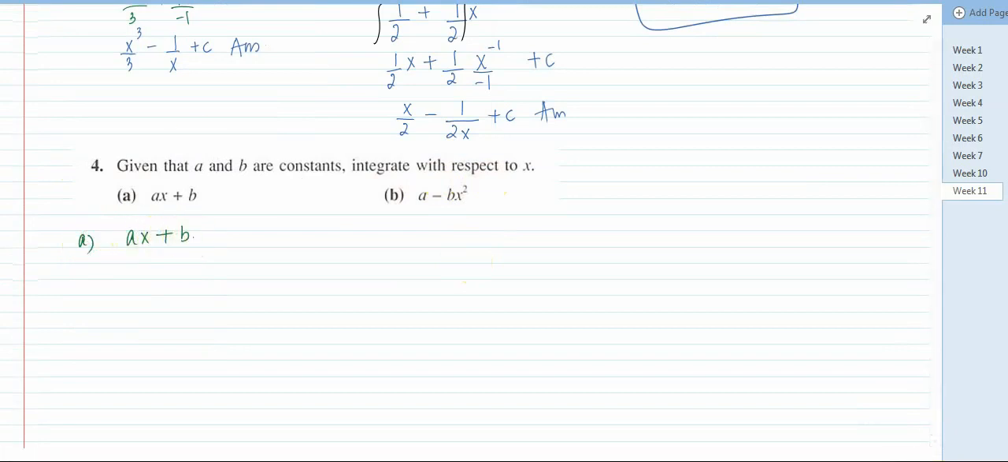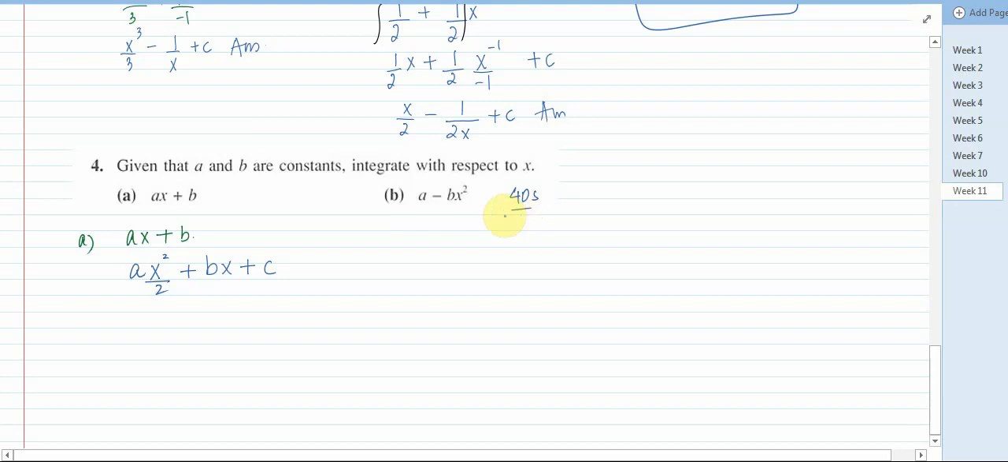If I'm going to integrate that function, it's very simple. It will be a times the integral of x, which is x square over 2, plus b is a constant, and the integral of a constant is bx, and we need to introduce the constant c here. So that is your first part, integration. So why don't you give it a try for part B, and you have a time of 40 seconds to find out the integration, and then I will begin.